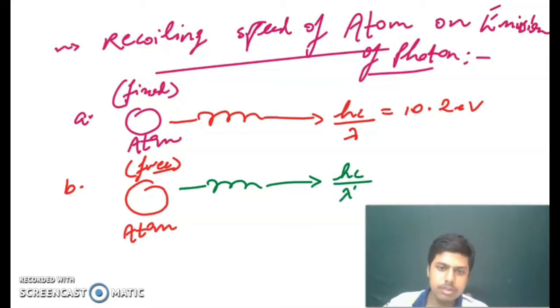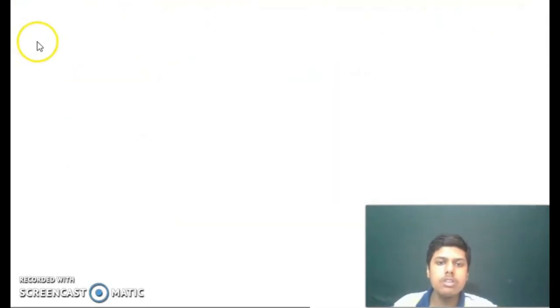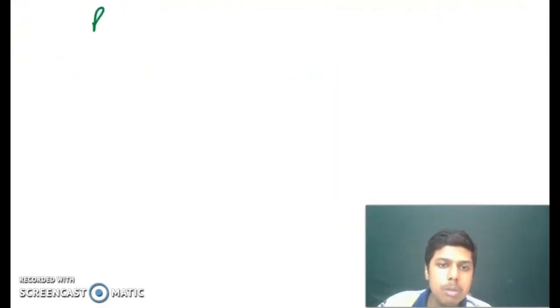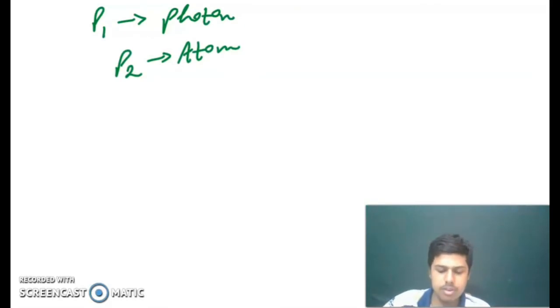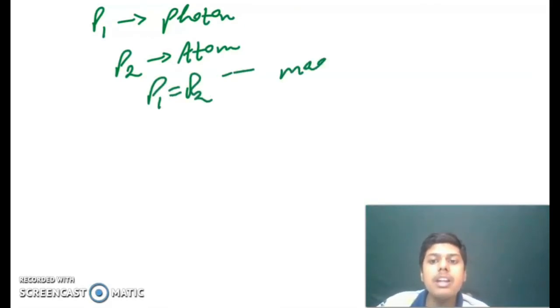Now let me tell you something about the values which I'll be using. P1 is the momentum of the photon. P2 will be the momentum of the atom, and P1 and P2 will be equal in magnitude. P1 and P2 are equal.